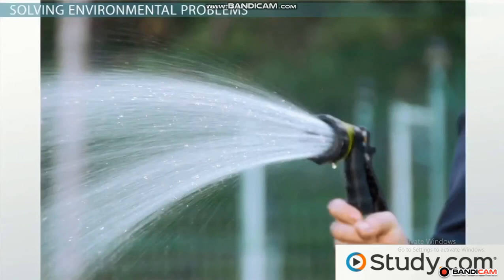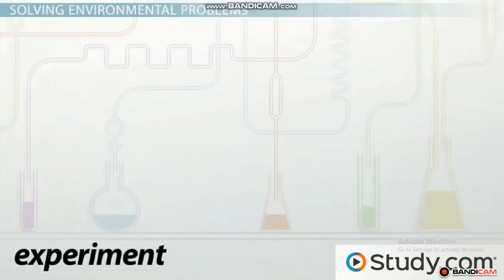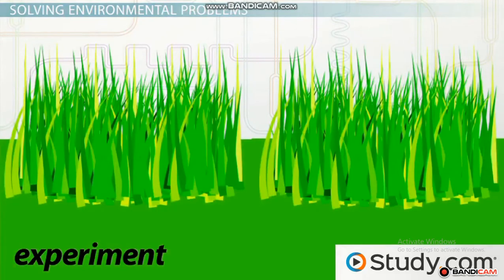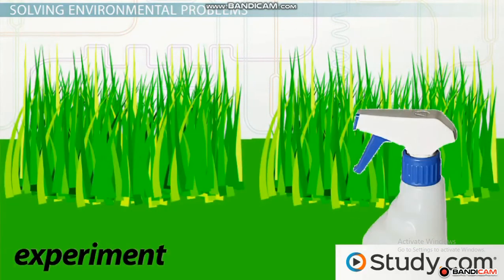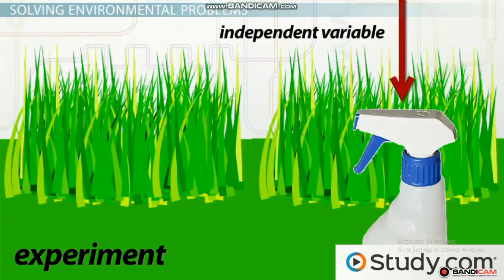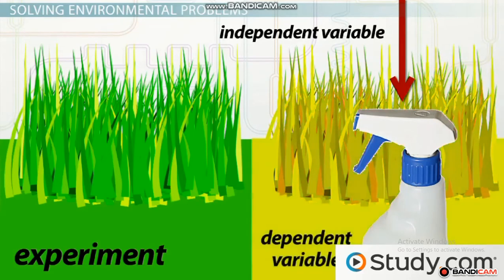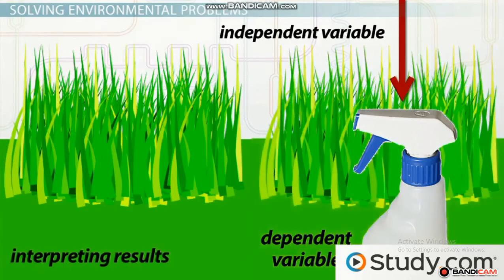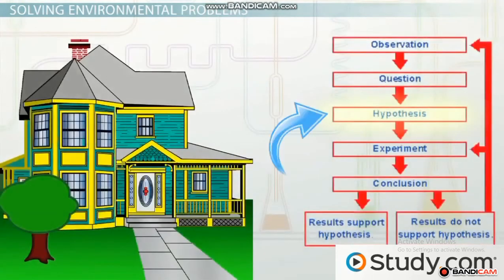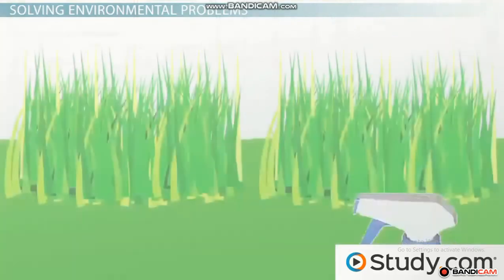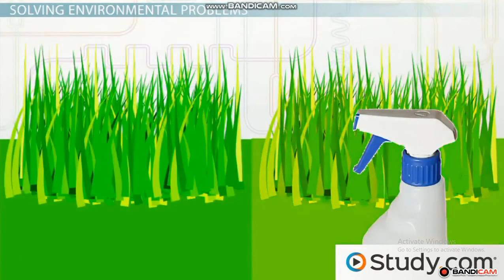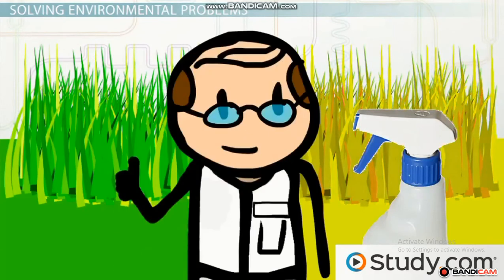In order to solve this problem, you would need to conduct an experiment. The experiment could involve growing some grass and exposing half to the pesticide. For this experiment, the independent variable is the amount of pesticide sprayed on the grass, because this is what you are altering. The dependent variable is the color of the grass, because this is the factor that you are measuring. If the exposed grass did not turn yellow, then you would have to return to the beginning and create a new hypothesis and experiment to determine the cause of the yellow grass. If you found that the grass you exposed to the pesticide did turn yellow, then your data supports your hypothesis.